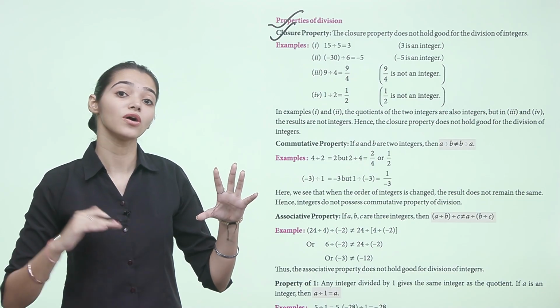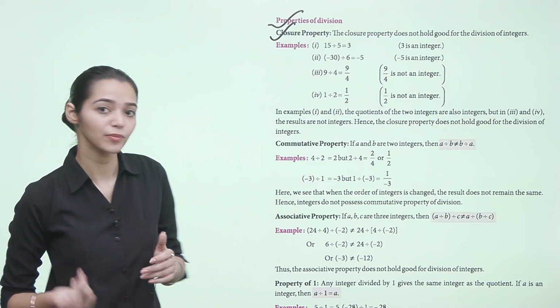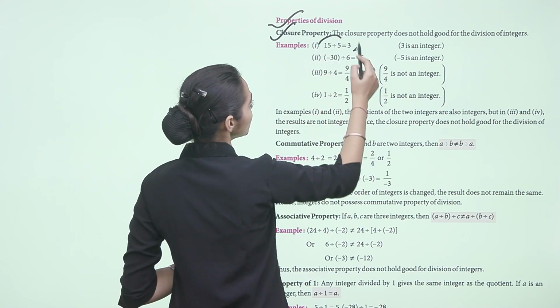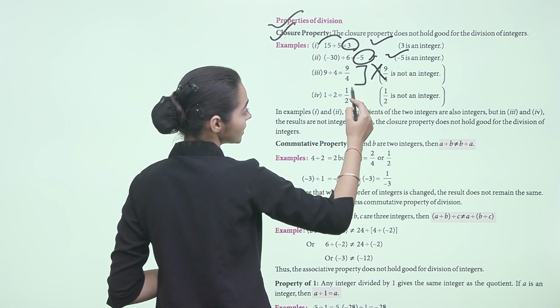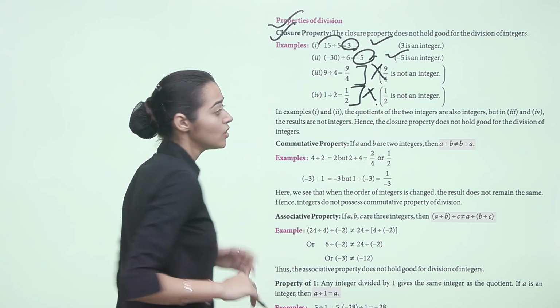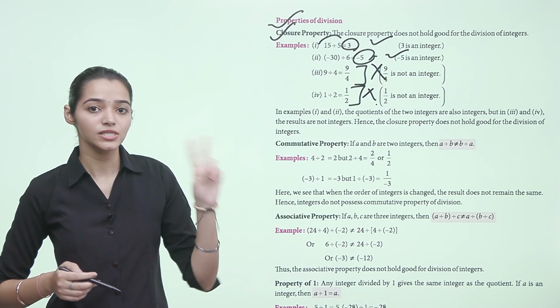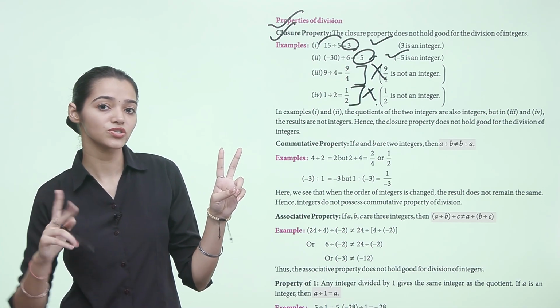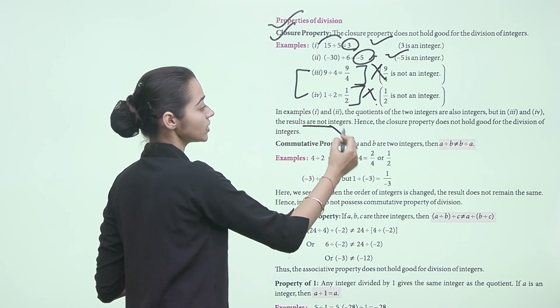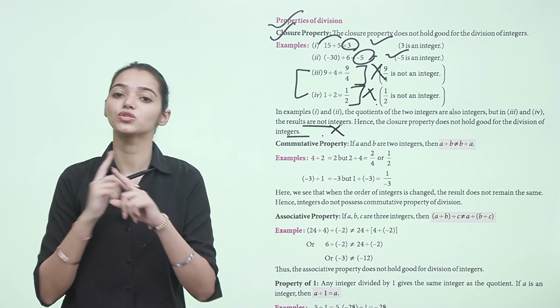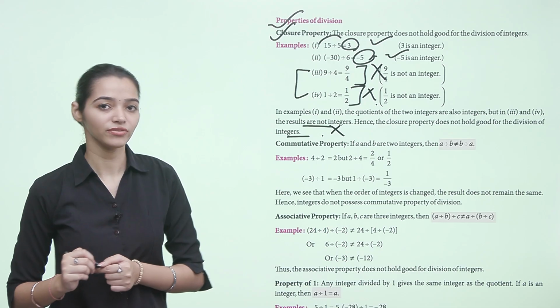Closure property does not hold good for division of integers. Why? Because when we divide, 3 is an integer, minus 5 is also an integer, but 9 by 4 is not an integer and half is also not an integer. So in the first and second cases the quotient of two integers is an integer, but in the third and fourth cases, these are not integers. So the closure property does not hold for division of integers.